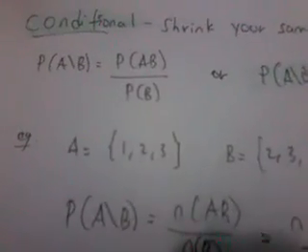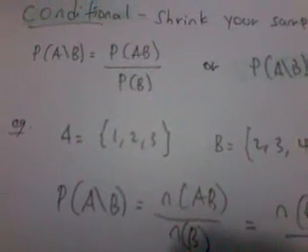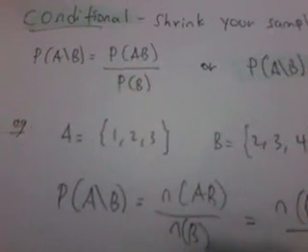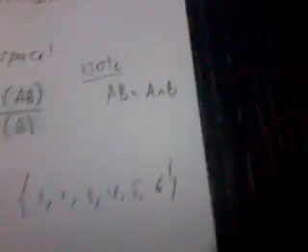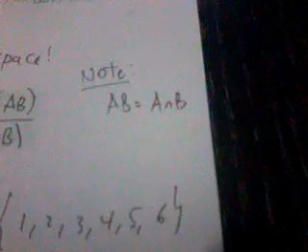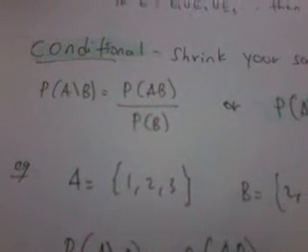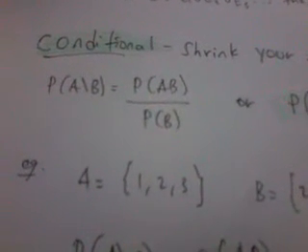So here it says probability of A slash B, meaning A given B, is equal to P of AB over P of B. AB, by the way, is the same as A intersection B. That's what it means. We just read it as AB. So probability of finding AB, the intersection, over the probability of B. That's what we want.